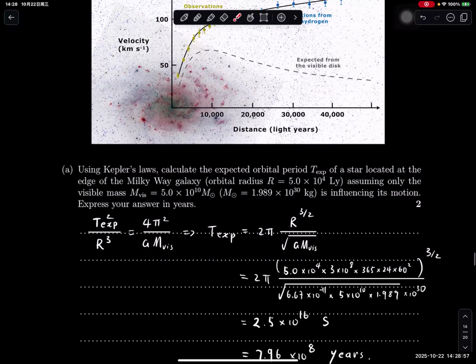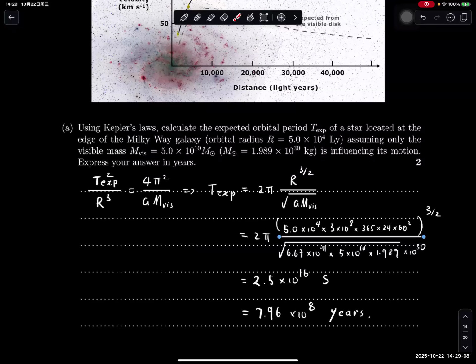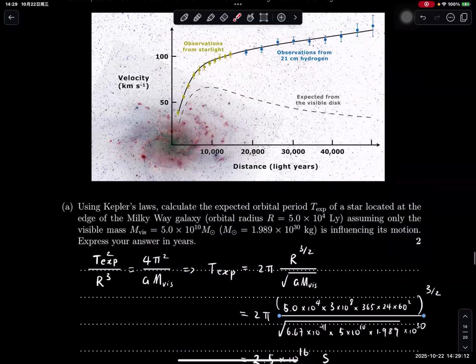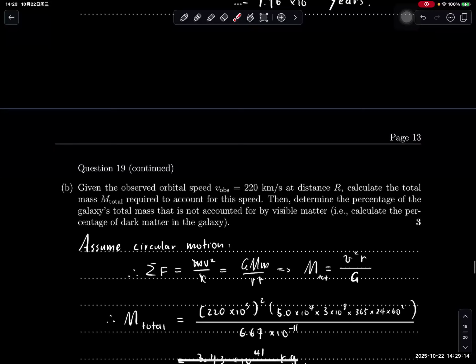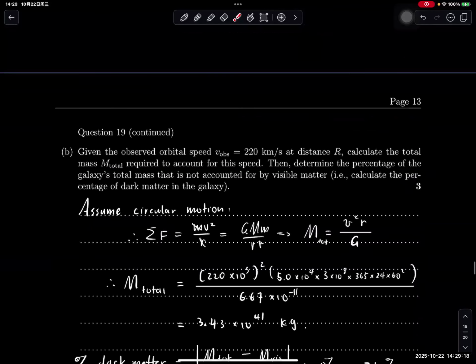So using Kepler's law, calculate the expected orbital speed of a star located at the edge of the galaxy. That's what we did: we calculated using Kepler's law, and calculated the period as well. Given that the observed orbital speed is this much, it's way faster than expected.